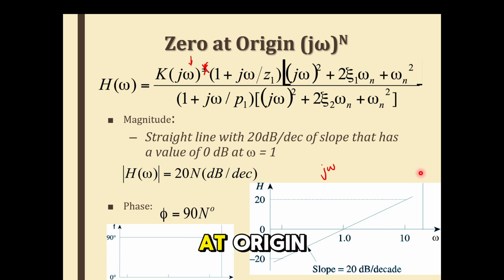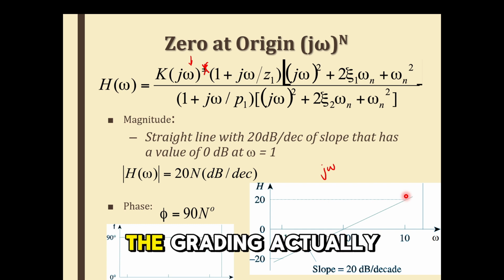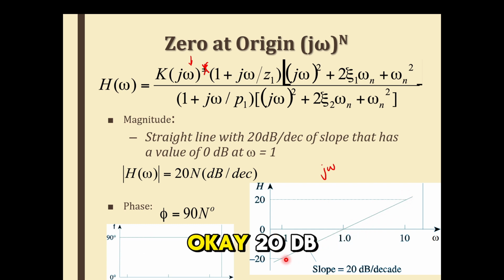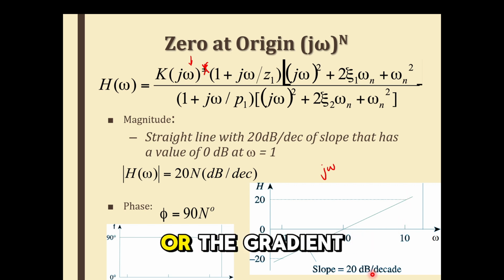And the zero at the origin will give a straight line like this. Starting from 1, you will have a 20 dB scale, which means the gradient is actually 20. Sorry, 20 dB per decade. This is 1 decade, this is 1 decade. So per 1 decade you have 20 dB. That's the slope or the gradient.